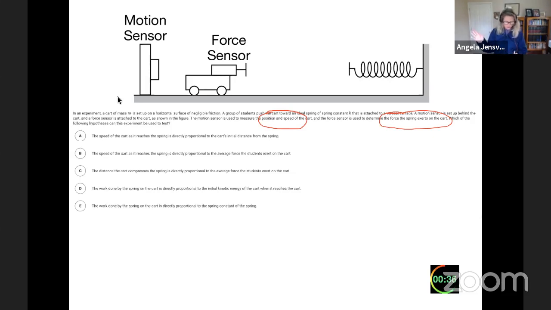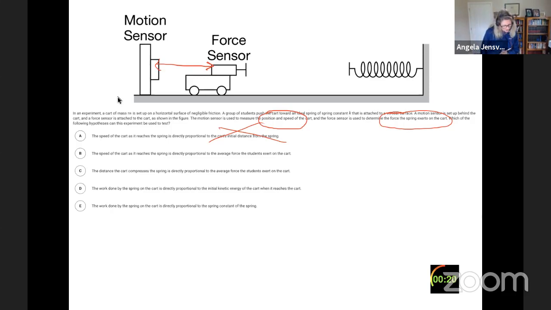No, no. Look at the motion sensor. It's measuring the distance from the motion sensor to the cart, not from the cart to the spring. It can't see past the cart. Okay, so that's no. Speed of the cart, we can measure that.